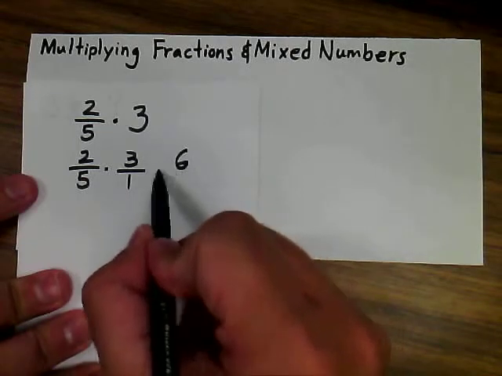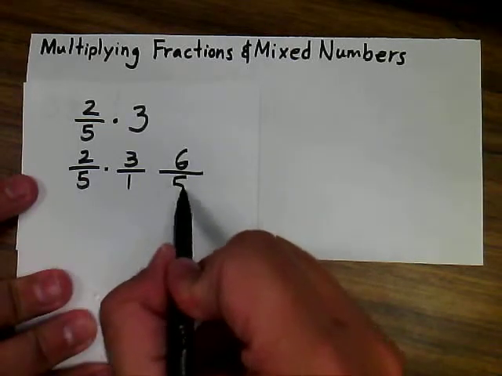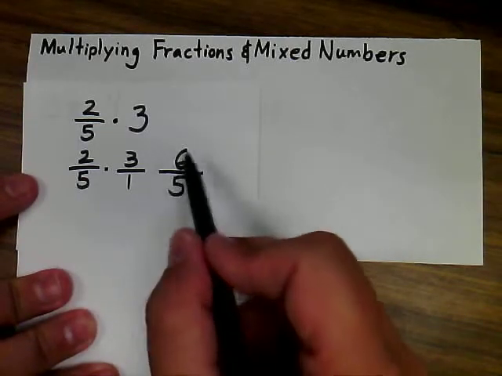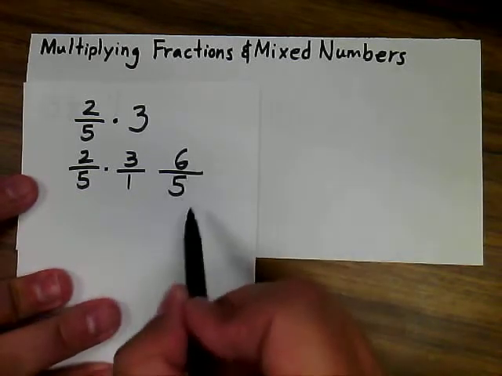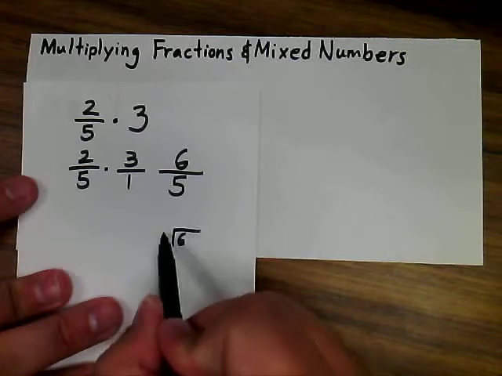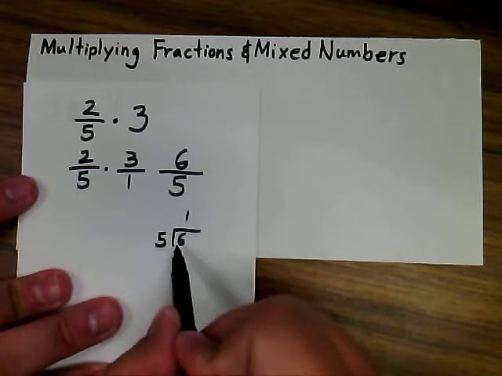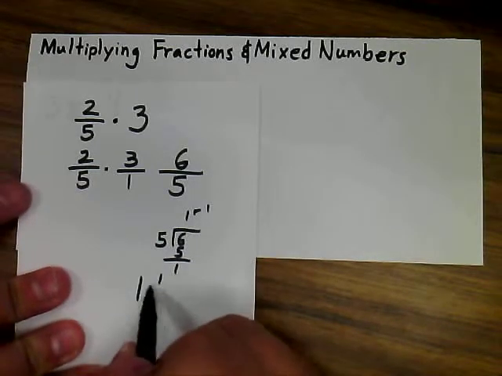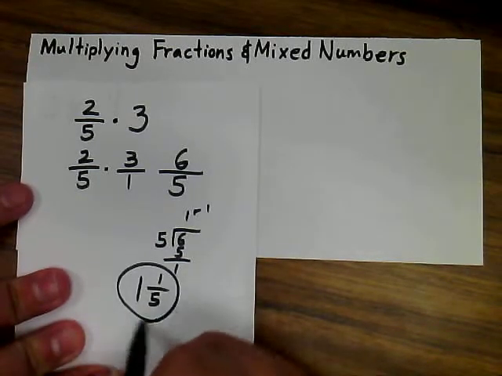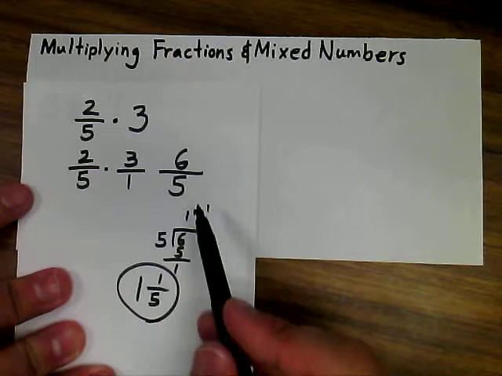2 times 3 is 6. 5 times 1 is 5. You'll note in this example, our numerator is greater than our denominator, or an improper fraction. So we're going to divide our numerator by our denominator to find out that we have 1 with a remainder 1, or 1 and 1/5 as our answer. We cannot leave answers improper.